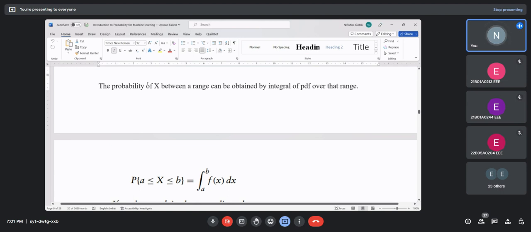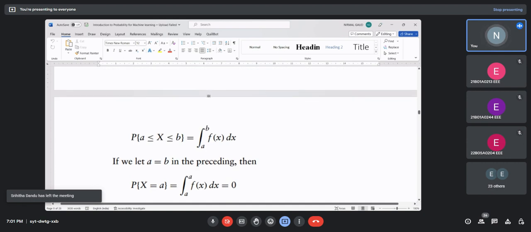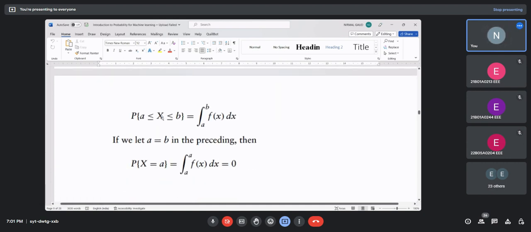Now the probability of x in a range can be obtained by integrating the PDF. That's what I have told. So here it is: the probability of a value between a to b is the integration from a to b of f of x dx. This is the probability density function, and x is a continuous random variable. So I'm going to integrate from a to b, and whatever result I get will also lie between a to b only.